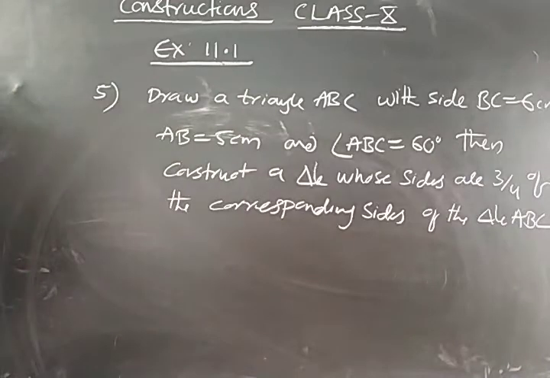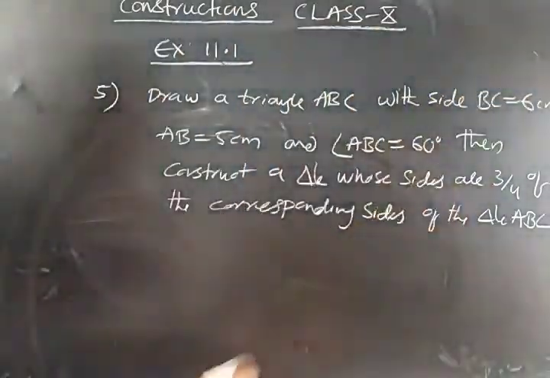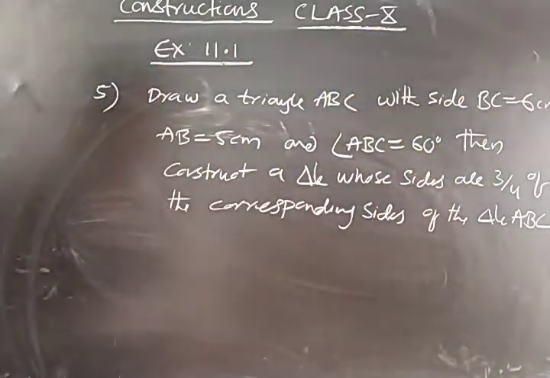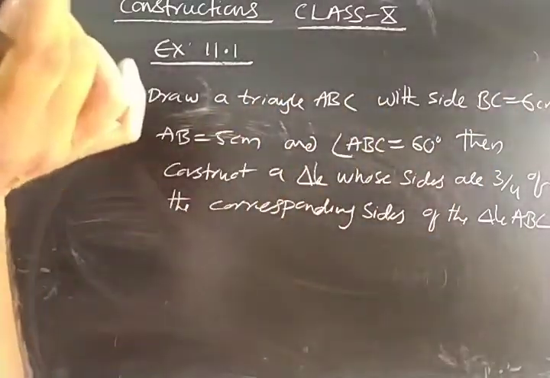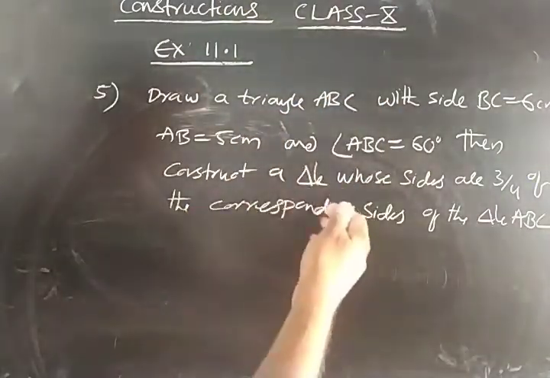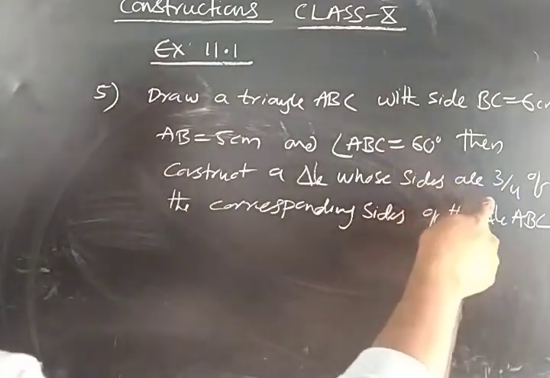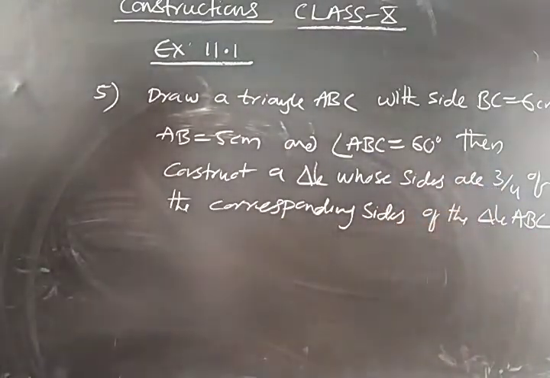Okay, right. First we have to construct a triangle ABC. In that dimensions are given. BC side should be 6 centimeters, AB is 5 centimeters, and at B we have to take 60 degrees. Using these 3 dimensions, we have to construct a triangle ABC. After constructing triangle ABC, we should construct another triangle which is similar to ABC, and each side of newly constructed triangle should be 3 by 4 of given triangle ABC, first triangle ABC.